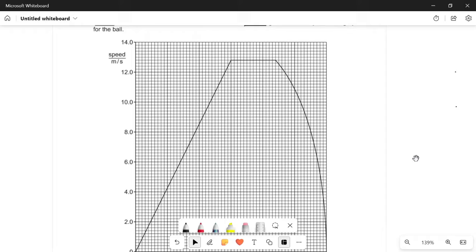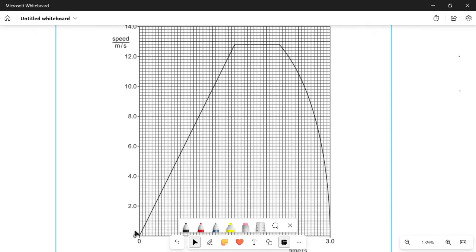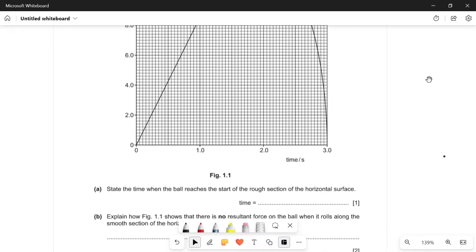So this is the figure. The speed increases until time around 12 point something, and then it stays constant for a while, and then it decreases again. So let's go to the first question. State the time when the ball reaches the start of the rough section of the horizontal surface.